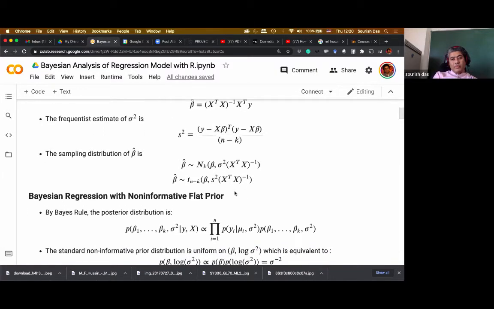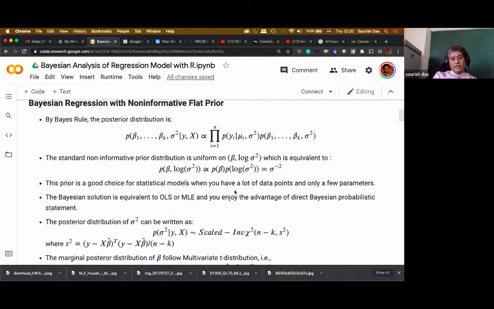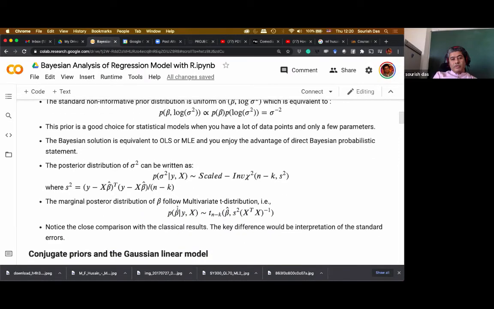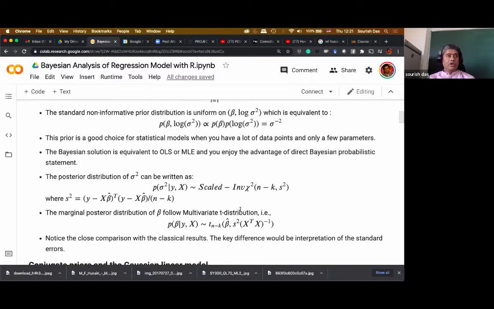Now let us look at how the marginal posterior distribution of beta turns out. The marginal posterior distribution turns out to be exactly the same T distribution with n minus k degrees of freedom. The location parameter turns out to be beta hat, and the covariance matrix is exactly the same. So it looks like they have just switched positions. Now it has become beta hat.